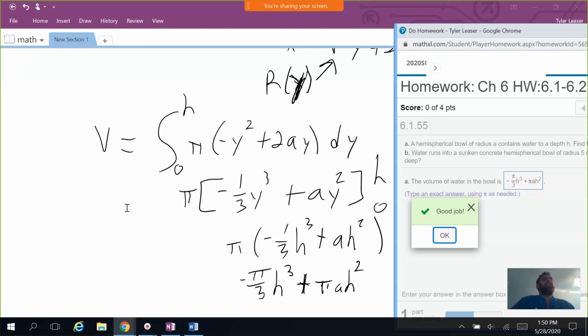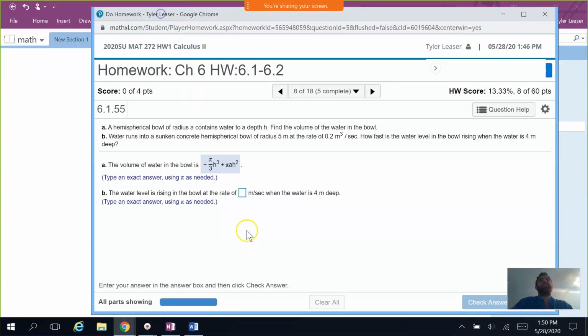Okay, so that's how we found the volume of the water in the bowl. We found a cross-sectional area of it, and then we used the disk method with the volume of revolution stuff that we were doing. Okay, part B is stuff that you learned back in Calc 1. So, water runs into a sunken concrete hemispherical bowl of radius 5 at the rate of 0.2 cubic meters per second. How fast is the water level in the bowl rising when the water is 4 meters deep?